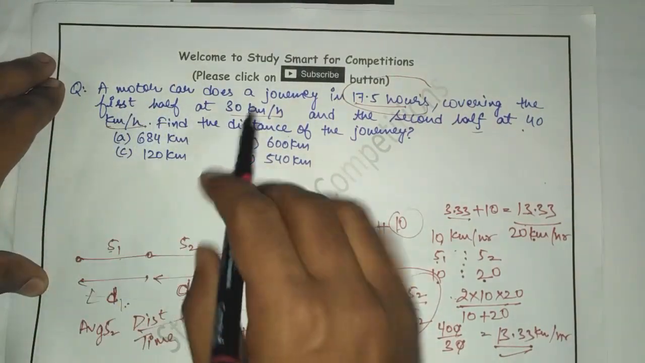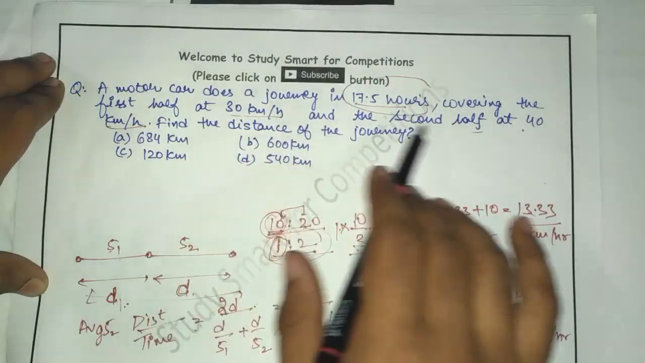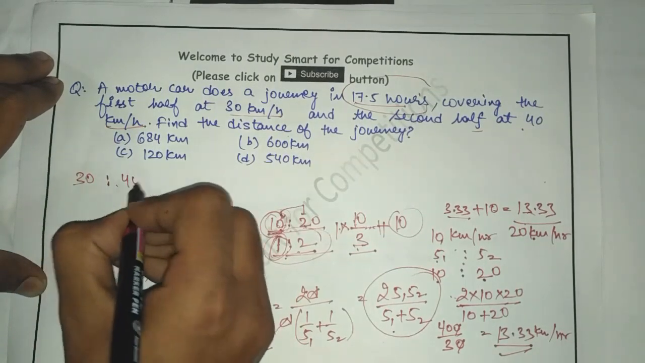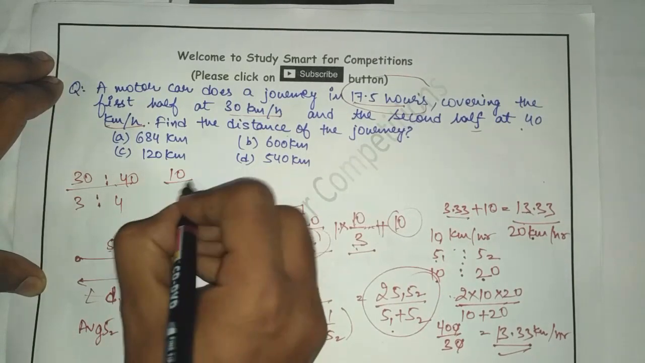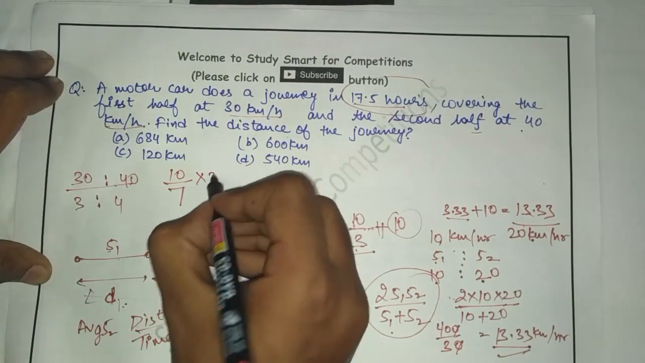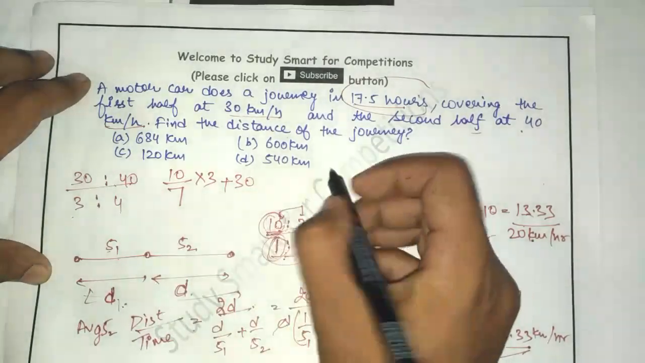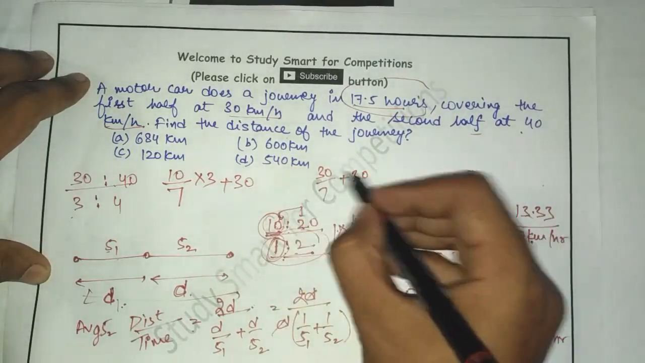So the motor car does a journey in 17.5 hours, covering the first half at 30 kilometers per hour and the second half at 40 kilometers per hour. So the two speeds S1 and S2 are 30 and 40, and that comes out to be 3 and 4. The difference here is 10 and the sum of the ratio is 7. So you will multiply it with the least ratio plus 30. So you identified that comes out to be 30 by 7 plus 30. So it comes out to be 4.25.